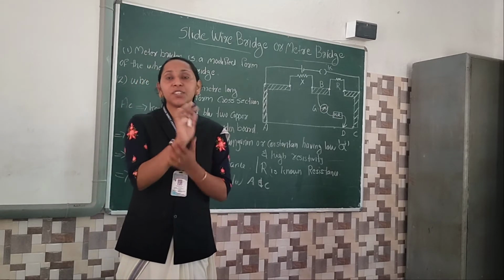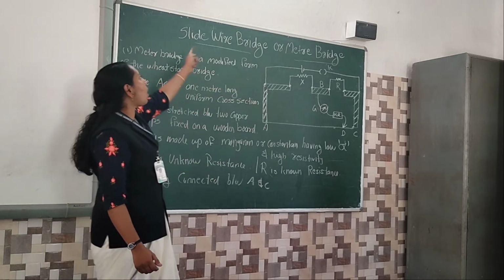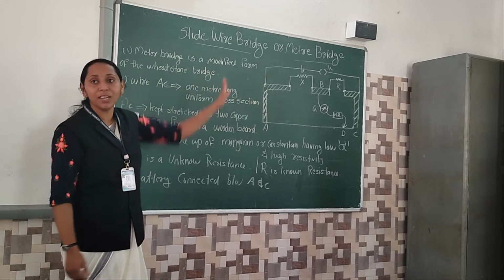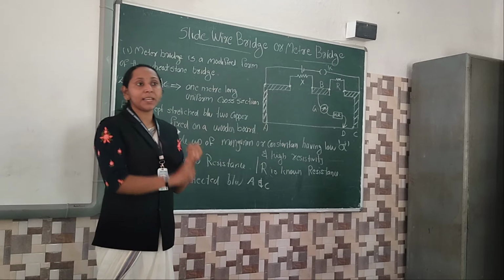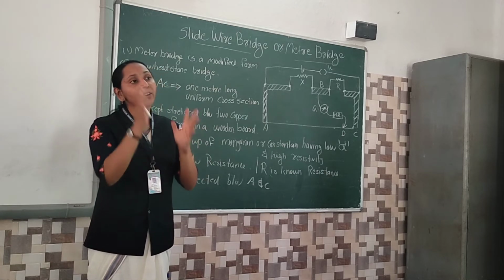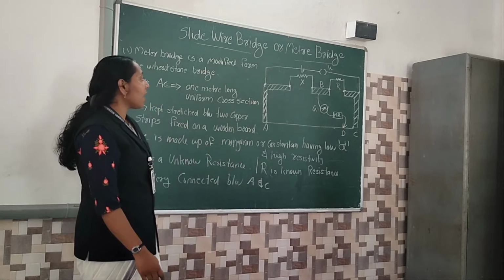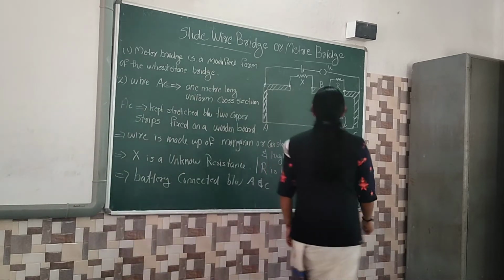Okay, construction is also a little bit different. So this meter bridge is also called as slide wire bridge. Okay, so meter bridge is also called as slide wire bridge. The meter bridge is one form of Wheatstone bridge also. This much clear? Okay. What are the parts in the meter bridge?